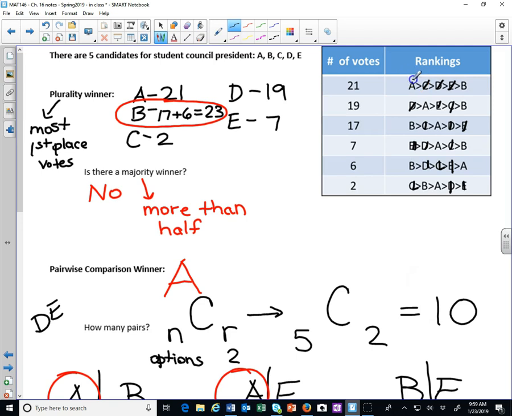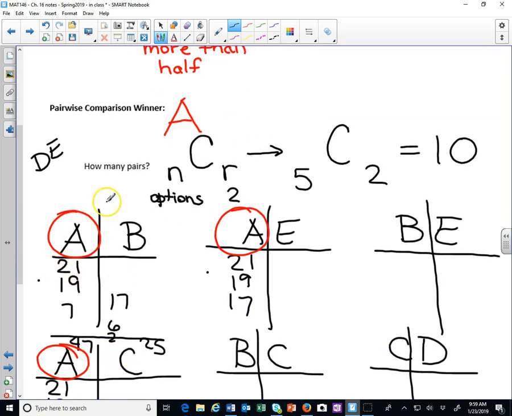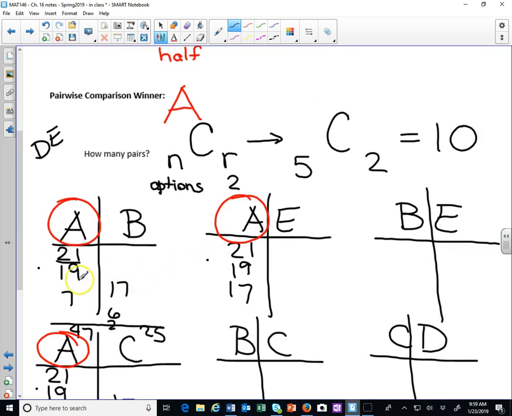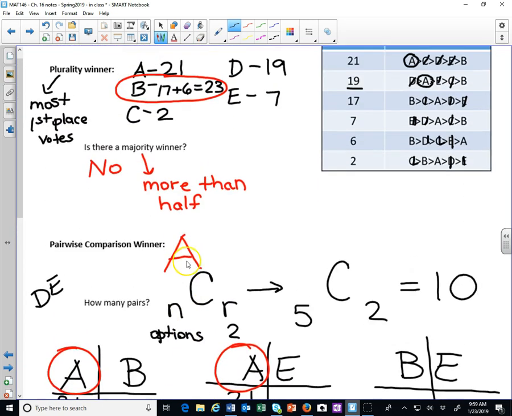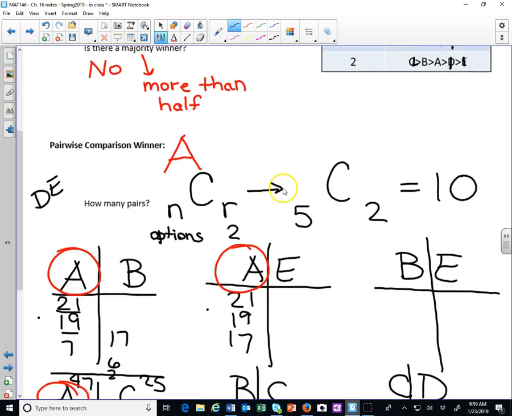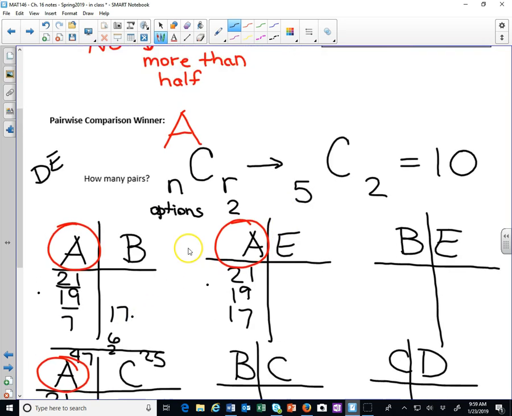So we see on this one, A came before B, right? So when I draw this out, I kind of just draw a little tally system here and say A is going to get those 21 votes, right? Next, A here comes before B again, so it's going to get those 19 votes. So I wrote 19 here. In the next one, B comes first, right? So it's going to get 17. So it got those 17 votes there.